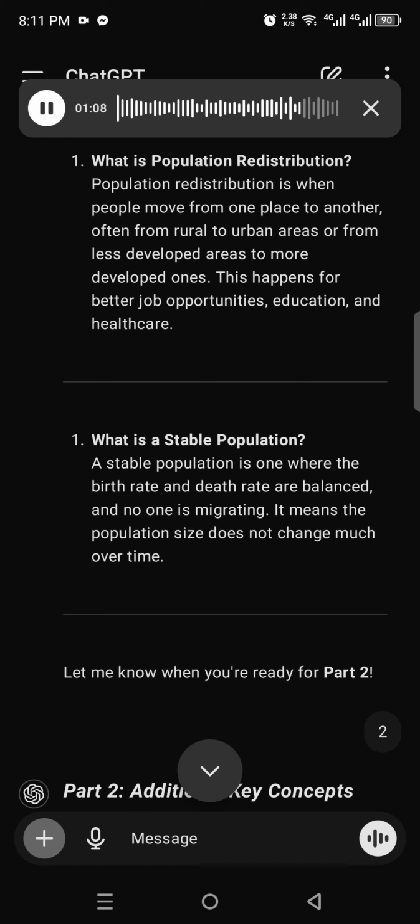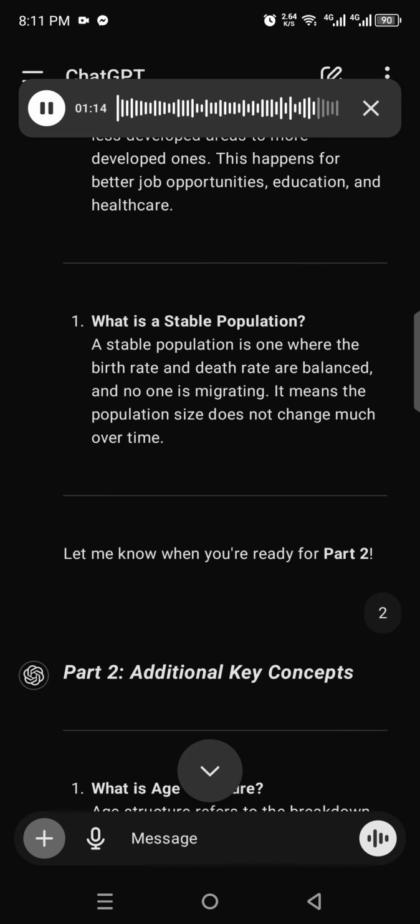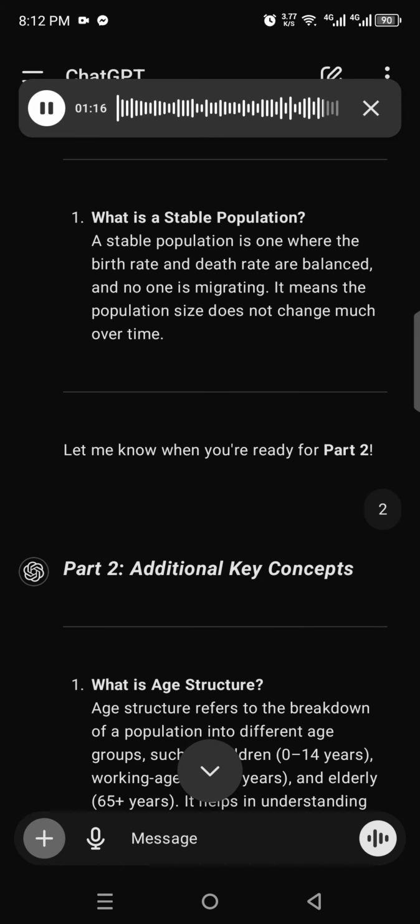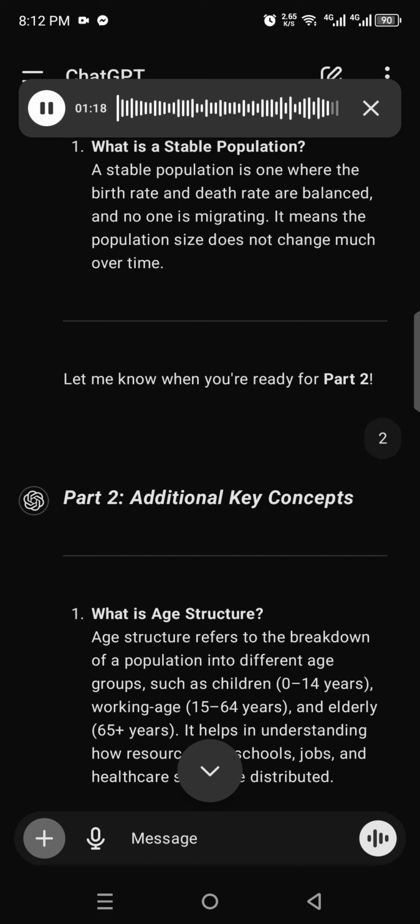5. What is a stable population? A stable population is one where the birth rate and death rate are balanced and no one is migrating. It means the population size does not change much over time.